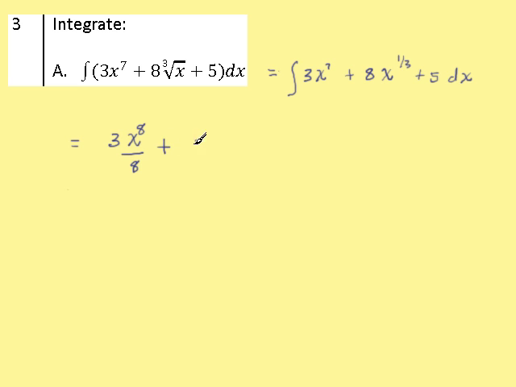Plus 8x to the 1/3 plus 3/3, that would be 4/3. Divide by 4/3 is the same as multiplying by 3/4, plus 5x plus c.